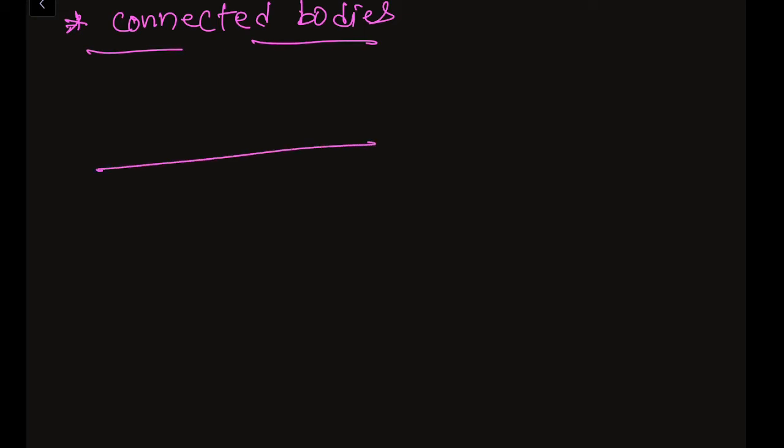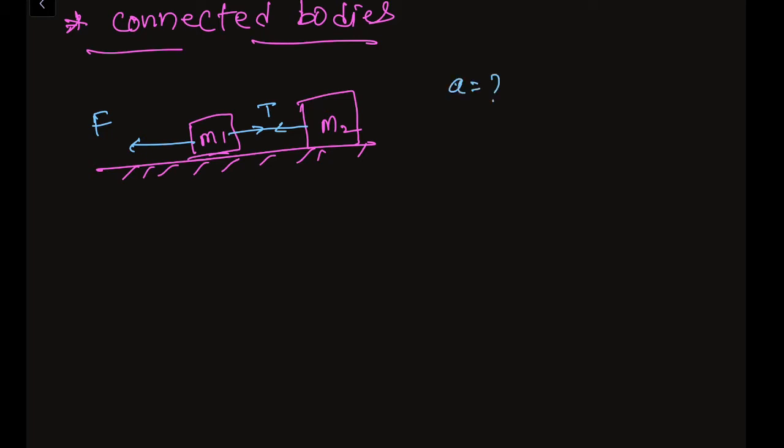See here, my dear children, suppose we take a plane surface on which we have two masses, m2 here and m1 here, and one string is there. Force is applied, and between 2 and 1 tension force exists. In this case we have to find the acceleration and tension.